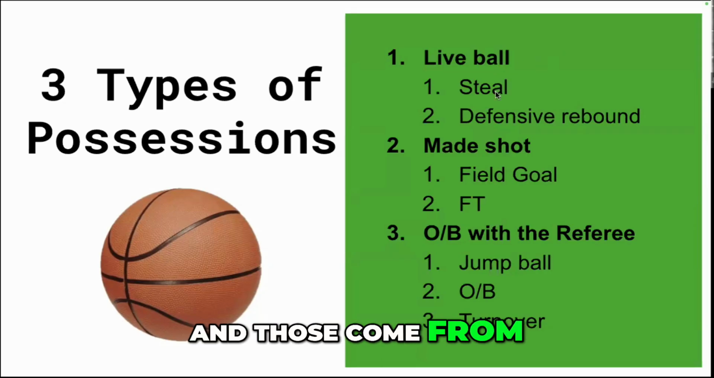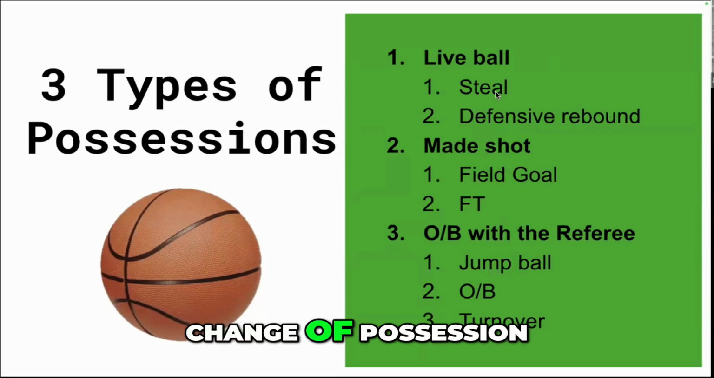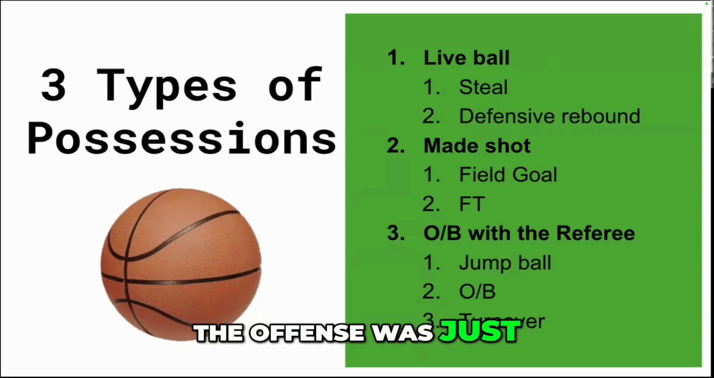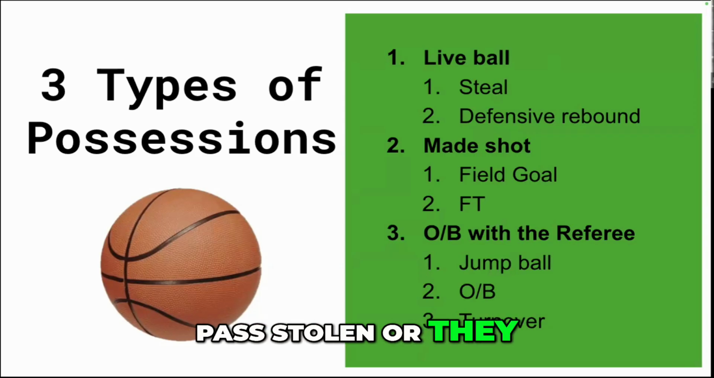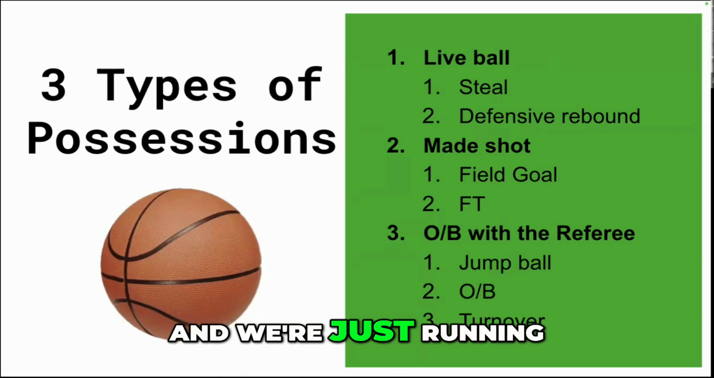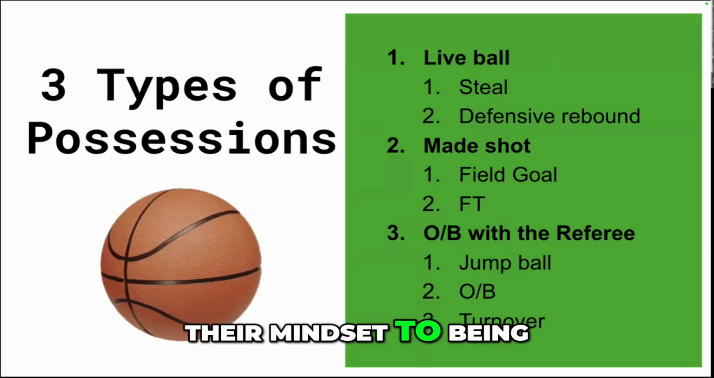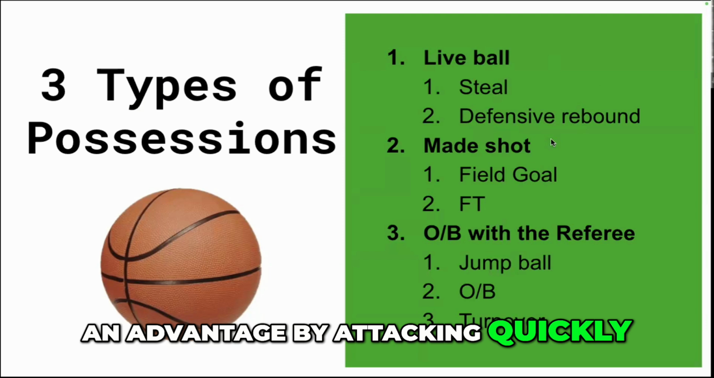And those come from either steals or rebounds, where it's a live change of possession where we have the element of surprise in our favor, right? The offense was just working to try to score. They either got a pass stolen or they missed a shot and we got the rebound, and we're just running before they're ready to transition and change even their mindset to being on defense. And so we have an advantage by attacking quickly.